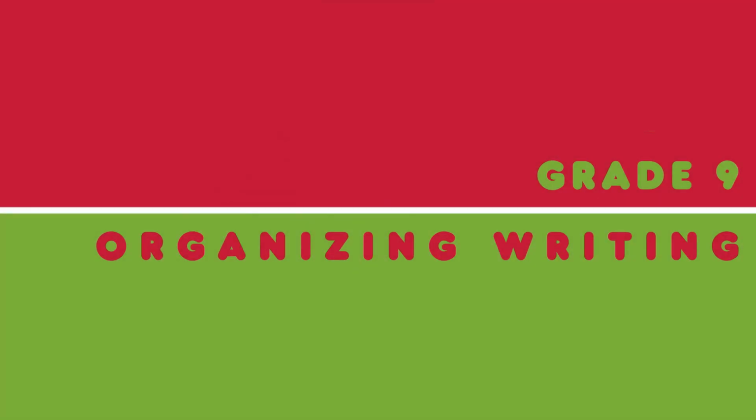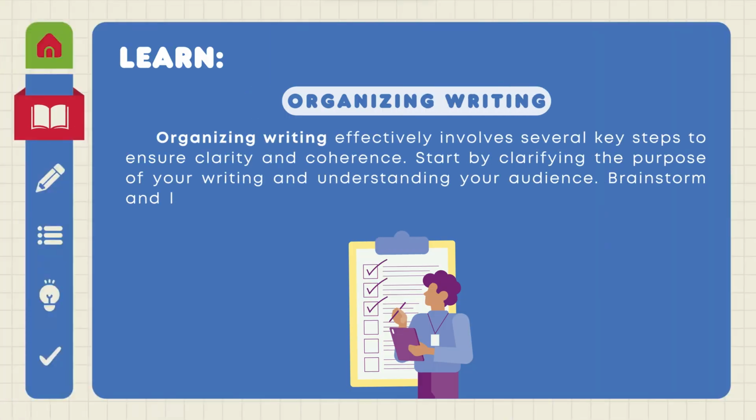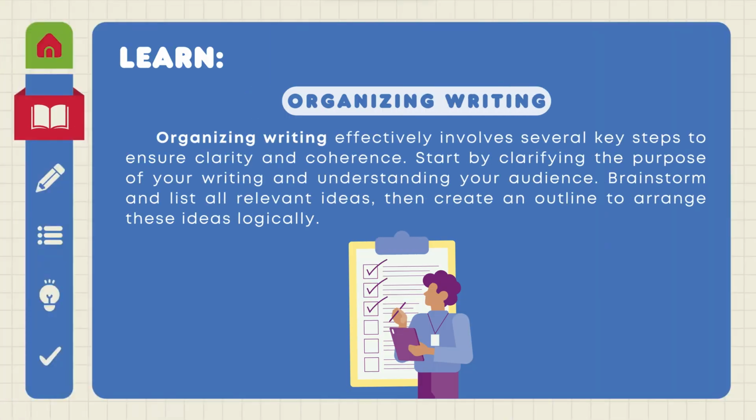Grade 9 Organizing Writing. Organizing writing effectively involves several key steps to ensure clarity and coherence. Start by classifying the purpose of your writing and understanding your audience. Brainstorm and list all relevant ideas, and create an outline to arrange these ideas logically.